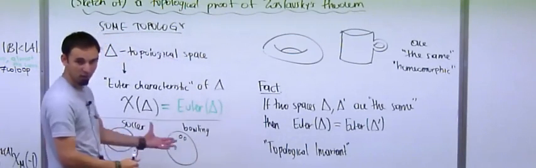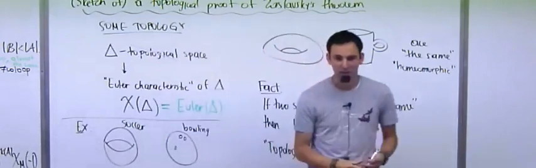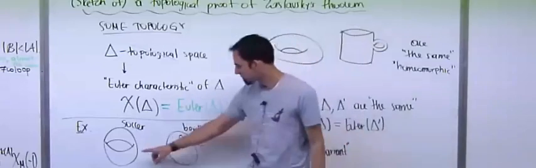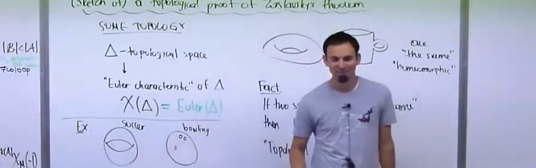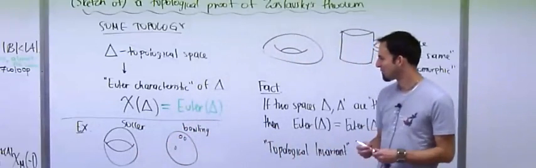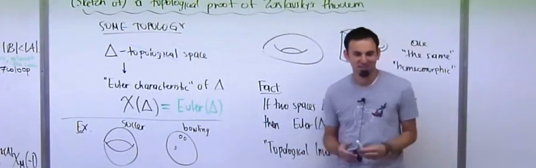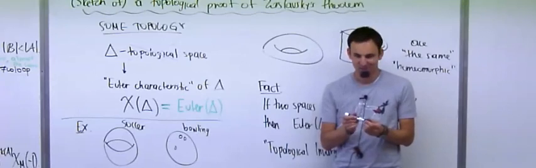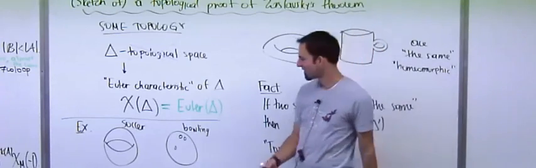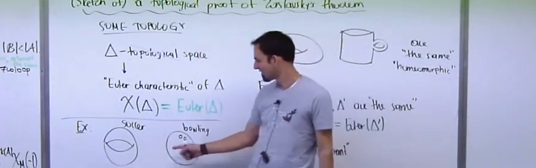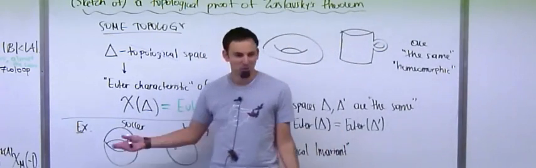And the question is, are they the same topological space or not? Can you take a bowling ball and somehow morph it and get topologically a soccer ball? What do you think? I don't think so. You don't think so? I don't think so either. This guy's empty, this guy's full. I don't know how you're gonna make a hole where there isn't any hole.